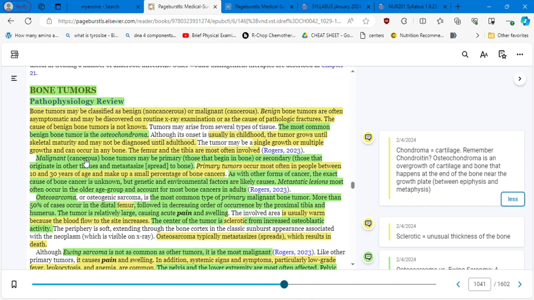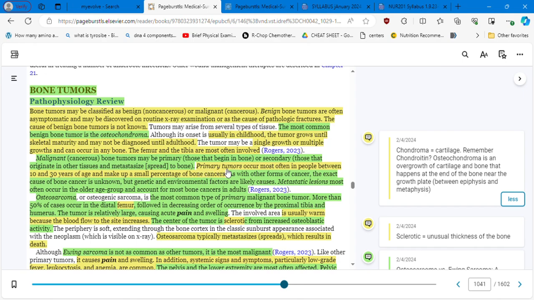Okay. Malignant cancerous bone tumors may be primary, those that begin in bone, or secondary, those that originate in other tissues and metastasize, spreading to bone. So right there you have the difference. The benign bone tumor, osteochondromas, are more related to the cartilage, right? While malignant ones begin in the bone itself.